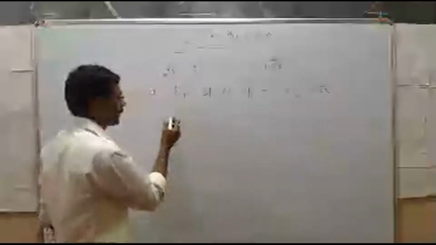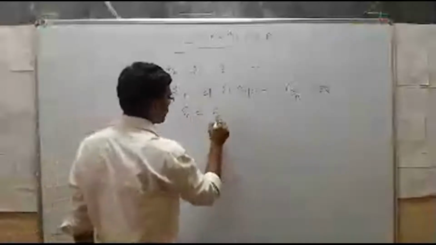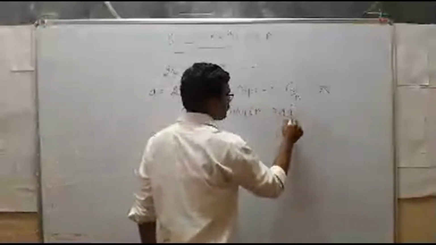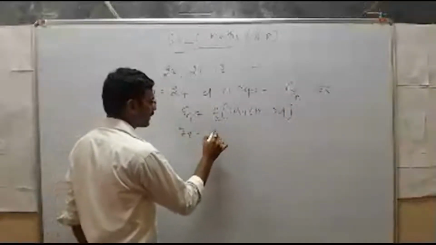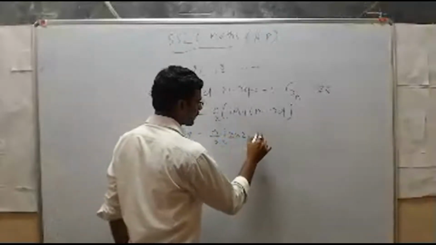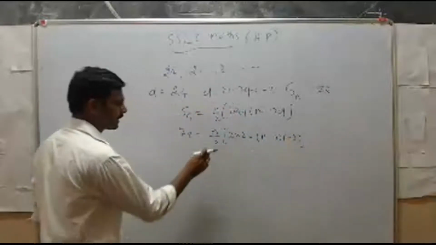What is the Sn formula? Sn is equal to n by 2 into 2a plus n minus 1 into d. So Sn is 78, equal to n, the value we have to find, divided by 2, into 2 times a, where a is 24, plus n minus 1, where d is minus 3.